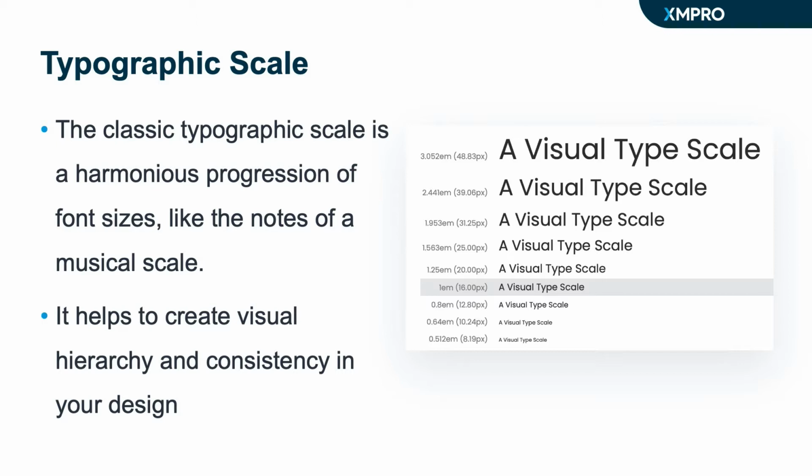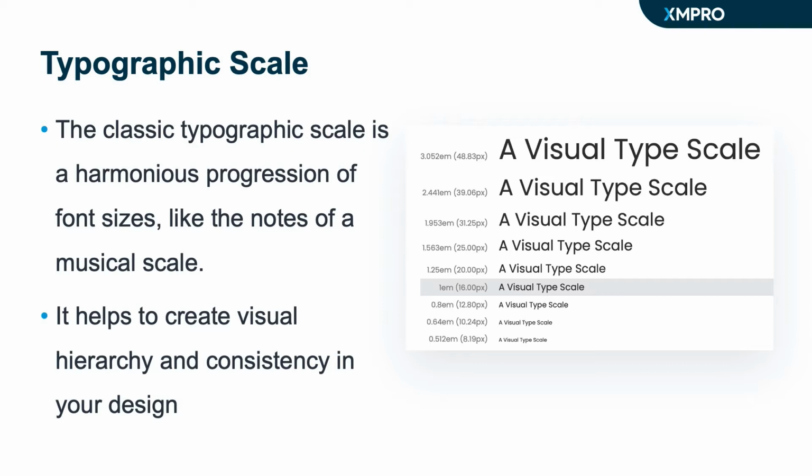So there are multiple ways to create a typographic scale. The way that I like to do it is based on a font measurement called an M. Let's say that we've chosen 16 pixels as our base size. This is going to be 1M. 2M will then be 32 pixels in this scenario.